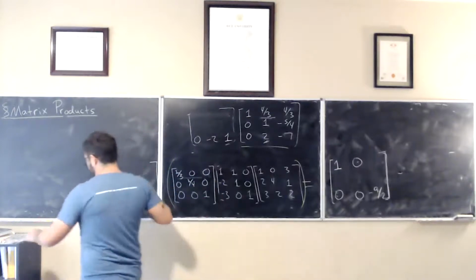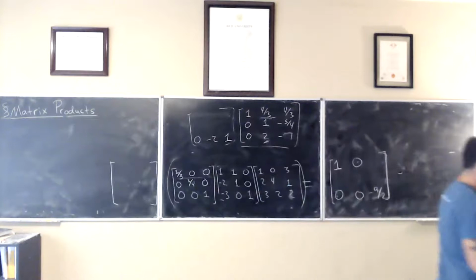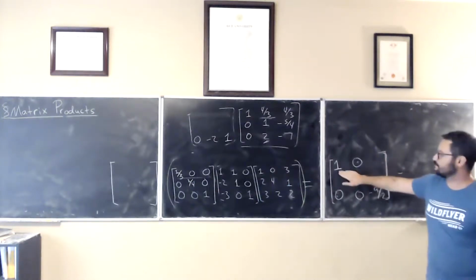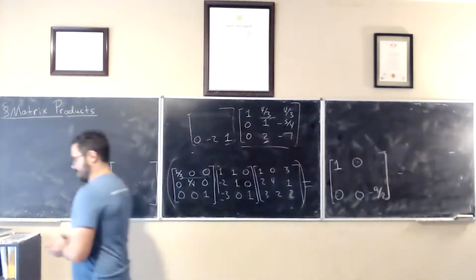So maybe I need to be more specific now. I want to keep that 1 right there. I don't want to get rid of that 1. I don't care what goes right there, but I definitely want the 1 and the 0. What row can I multiply by?